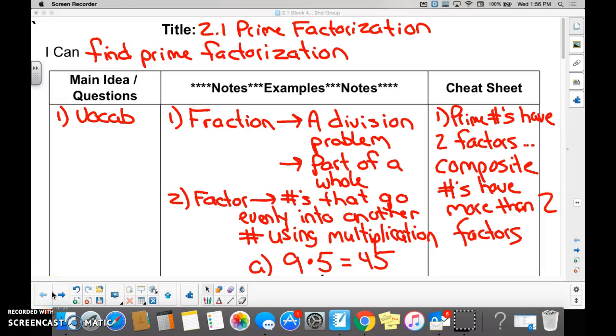2.1 prime factorization. I can find prime factorization. Don, I love the clarity and the volume level of your voice. Well done. Can you find prime factorization now, Don?